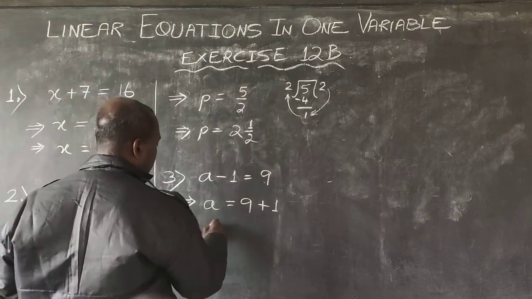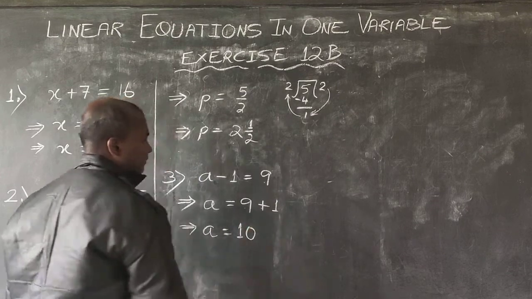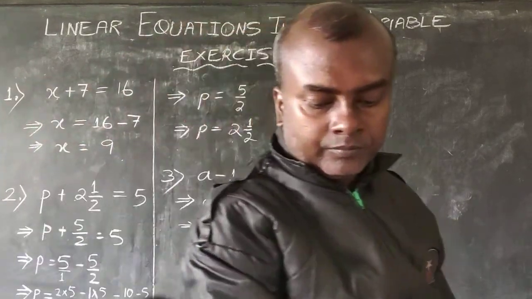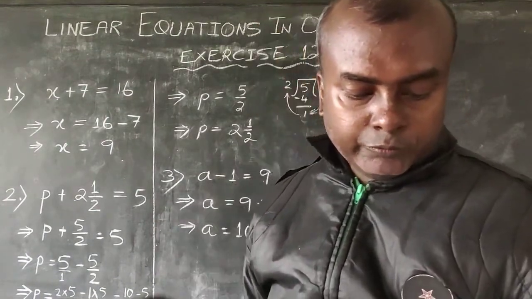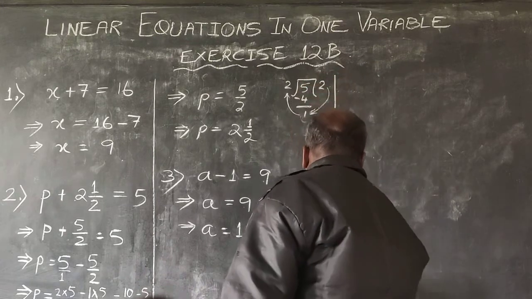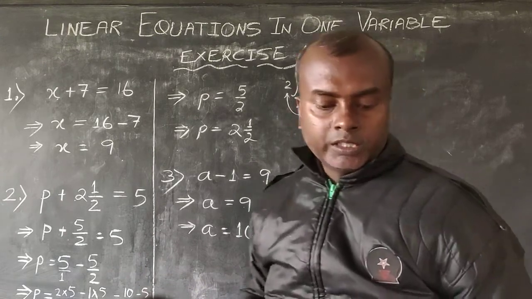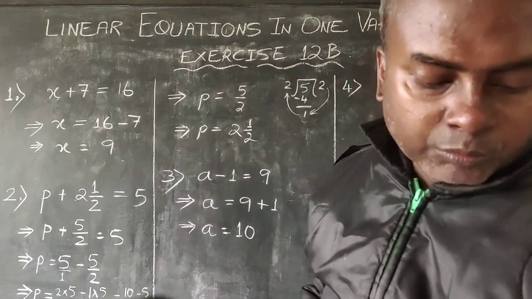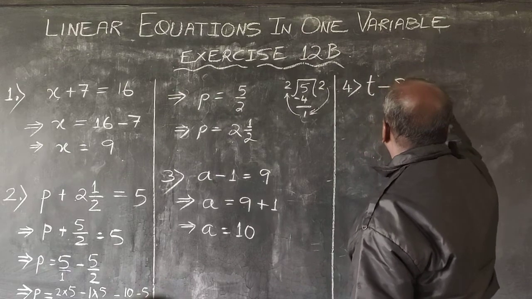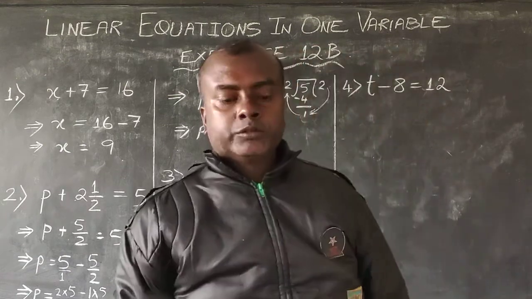So it's very simple now. A value is 9 plus 1, 10. A value is 10. Likewise, question number 4. Question number 4 we have t minus 8 equals to 12. T minus 8 equals to 12.